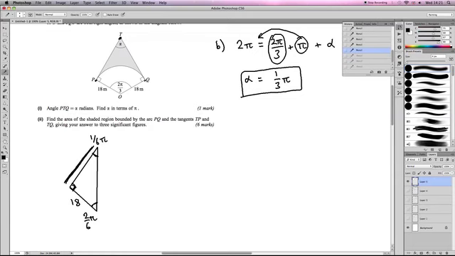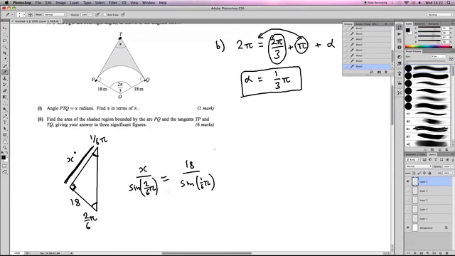So I need to work out this length here. Now I've got this angle corresponding with this 18, and I've got this angle that corresponds with this length here. So I'm going to call this length, I don't know, x. And I'm going to use the sine rule. So x over sine 2/6 pi is equal to this length here, 18 over sine 1/6 pi. And I'll just work that out on the calculator.